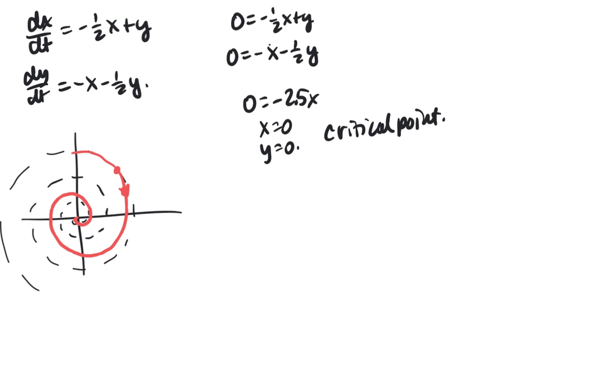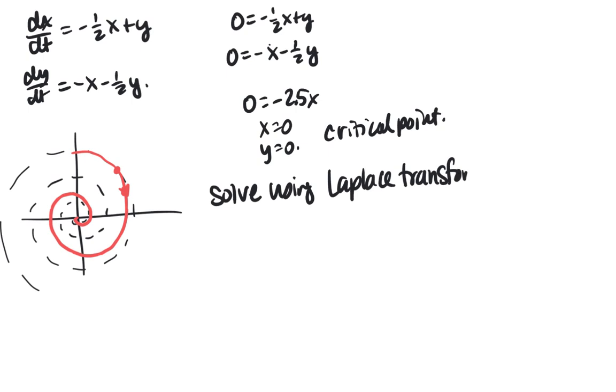Okay, so how can we solve this? One thing you might notice is it's not separable. So if I did that dy/dt over dx/dt thing again, it's not going to give me a separable equation. So another thing you can do is solve using Laplace transforms. And if you use Laplace transforms, we need initial values. So let's say x of 0 equals 1 and y of 0 equals 1.